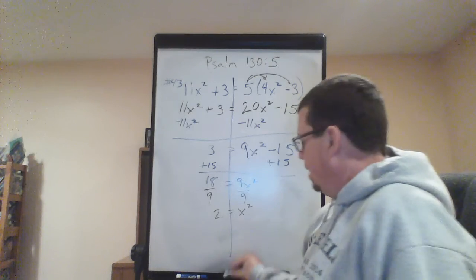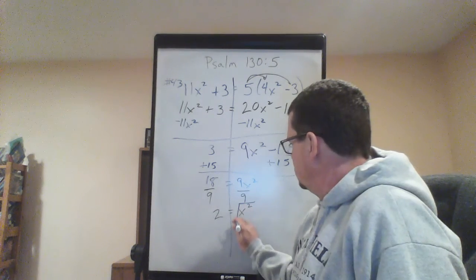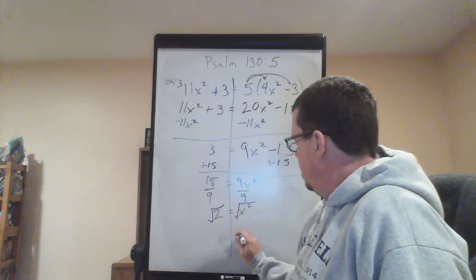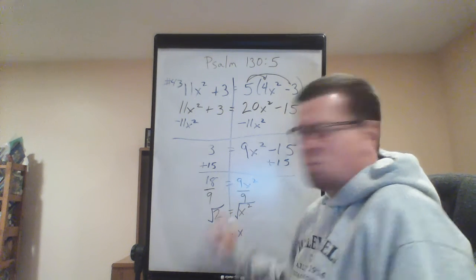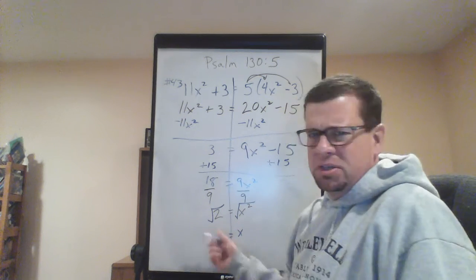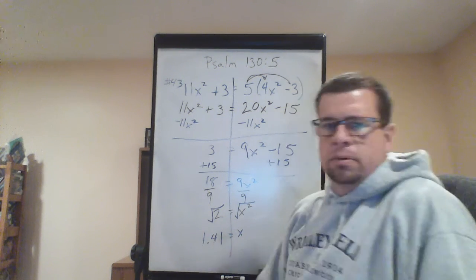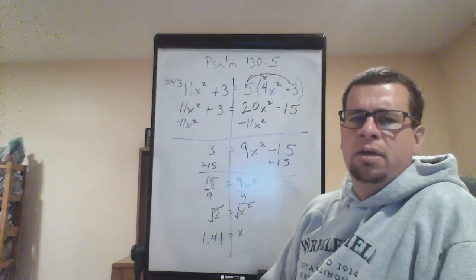And now to get x by itself, I do the opposite. And the opposite of squaring this is to square root it. And here I get x, and the square root of 2 doesn't come out pretty. You can just leave that as the square root of 2, but I think in the answer document, I rounded that to the nearest hundredth.